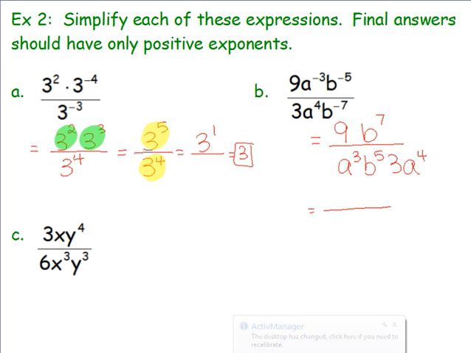So, first ones, I have 2 whole numbers, 9 and 3. I have 2 A's, right there and right there. And I have 2 B's, right there and right there. Let's start with the whole numbers. 9 divided by 3. 9 divided by 3 is 3. Where's there more? On the top. So we're going to put that 3 on the top.